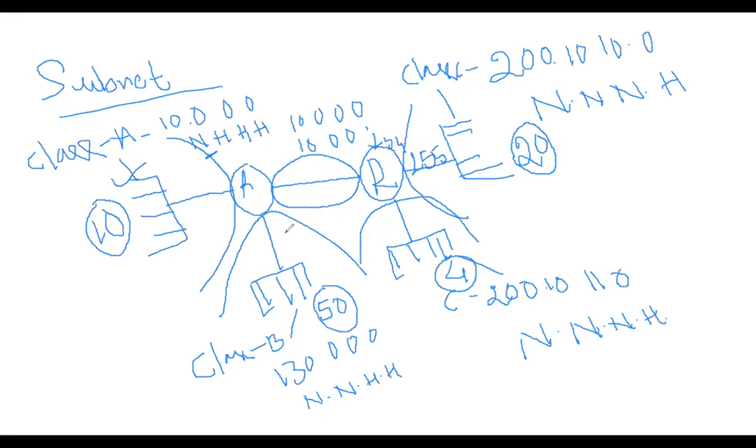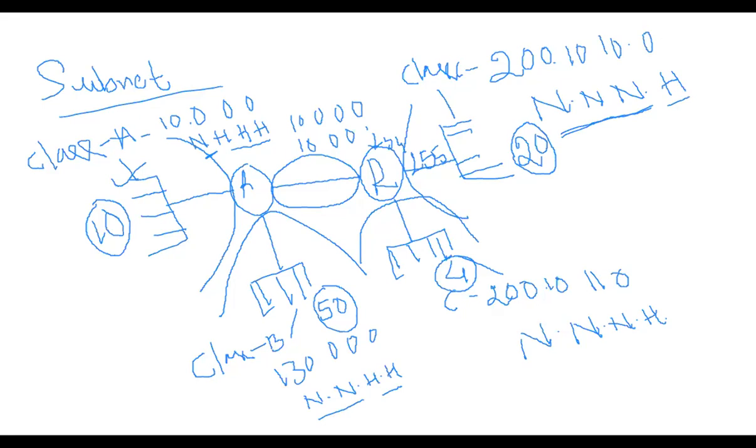Only 1 octet is reserved for network and 3 octets are reserved for host. Similarly, for a smaller number of computers, 2 octets are reserved for network and the remaining 2 are reserved for host. For class C, the number of IPs is less, up to 255. Why? Because 3 octets are reserved for network and only 1 octet is reserved for host.